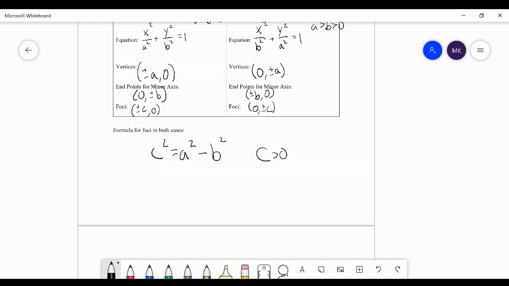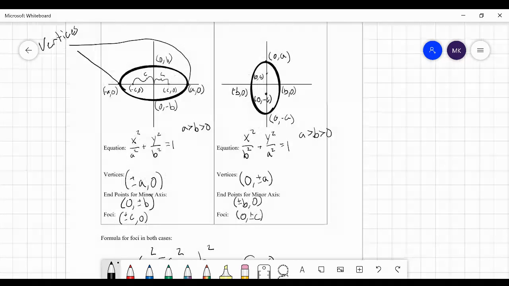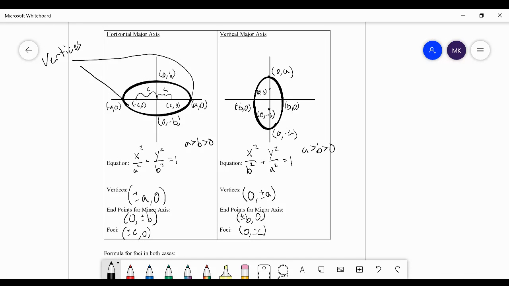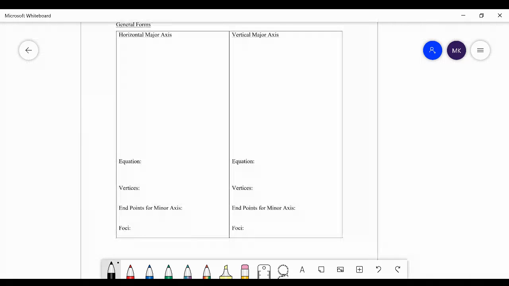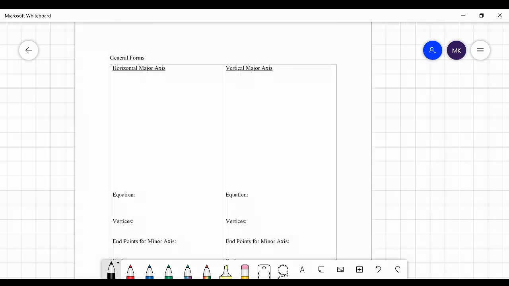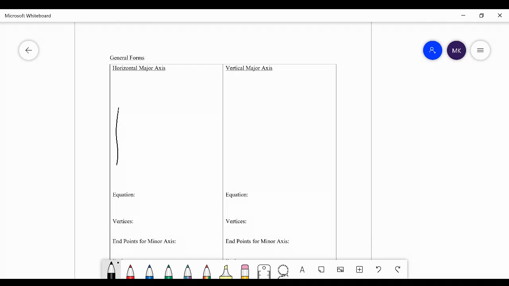Now, those were two types of ellipses centered at the origin. That's really nice, but life isn't always really nice, and sometimes they aren't centered at the origin. I think the battery in my pen is dying, and that's why I'm getting all these janky writings.